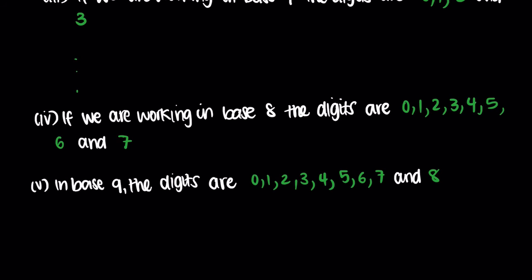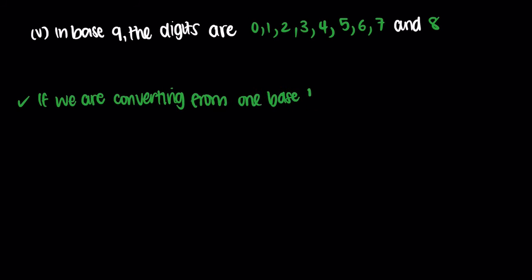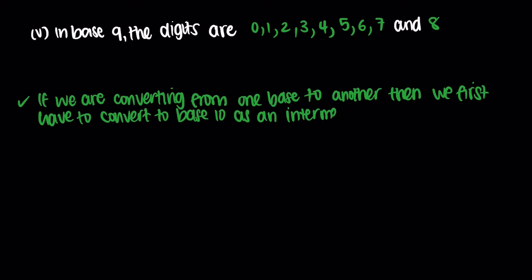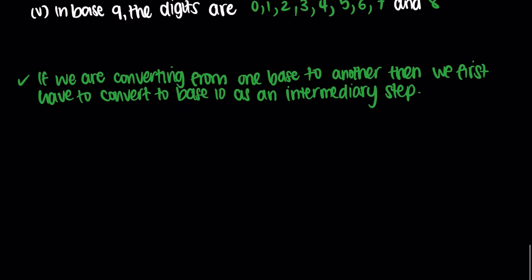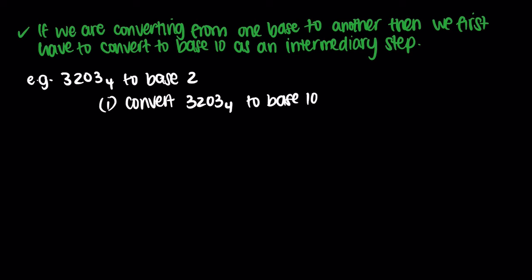And this brings us to the last thing for this video. If we're converting from one base to another, then we first have to convert to base 10 as an intermediary step. So this kind of brings in everything that we've been doing so far. So for example, 3,203 base 4 to base 2. The first step is to convert 3,203 base 4 to base 10.